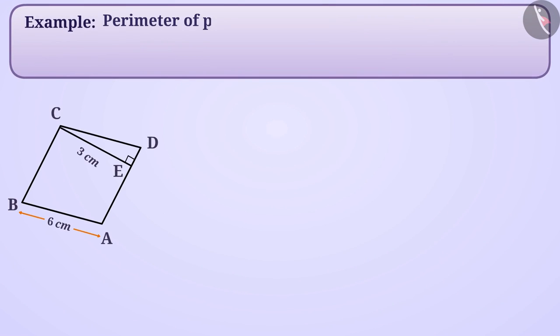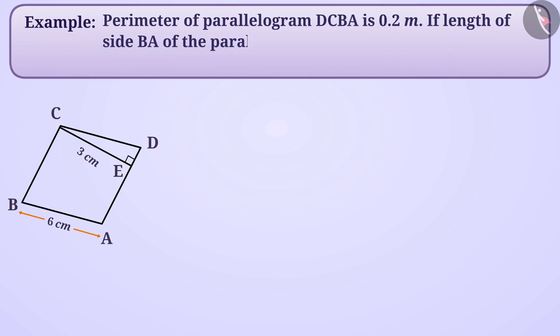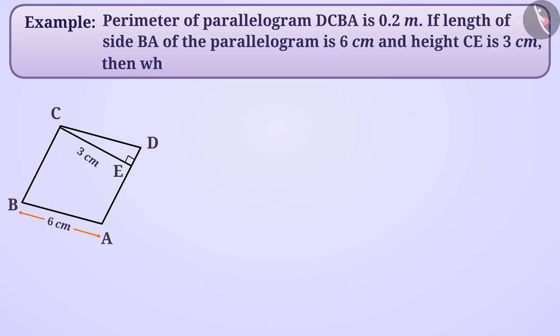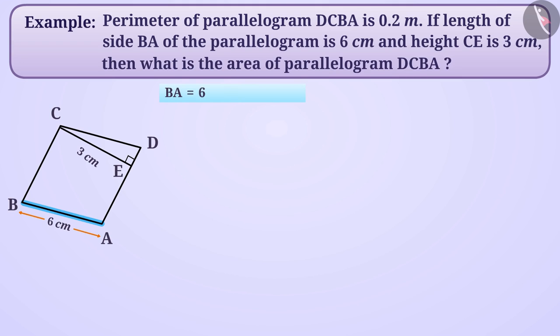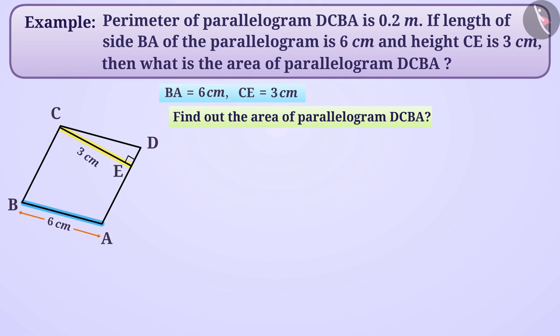Perimeter of parallelogram DCBA is 0.2 meter. If the length of side BA of the parallelogram is 6 centimeter and height CE is 3 centimeter, then what is the area of parallelogram DCBA? Length of side BA of parallelogram is 6 centimeter and height of CE is 3 centimeter. Can we find out the area of parallelogram DCBA based on the given measurements?